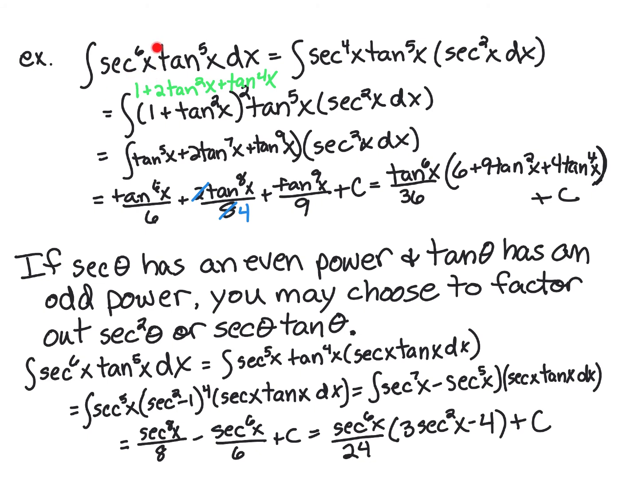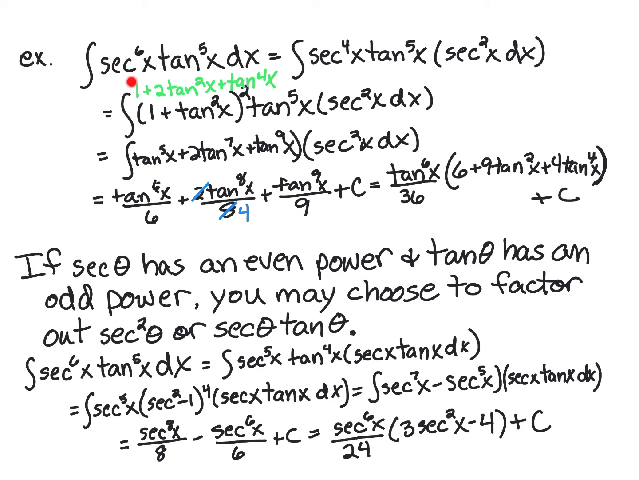Now in this problem, the secant is an even power. If I were to pull off a secant and a tangent, I'd be left with a secant to an odd power, and I couldn't translate this into being a tangent. So I'm going to pull out 2 of these. So secant squared is now my du. That means I want all of these to be tangents, because secant squared is the derivative of the tangent.